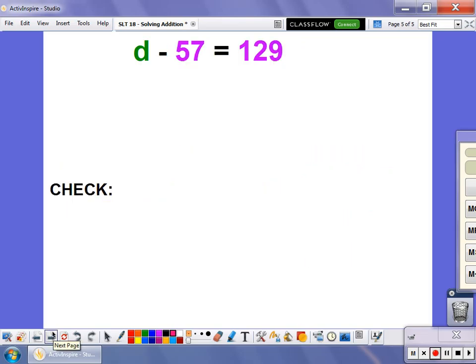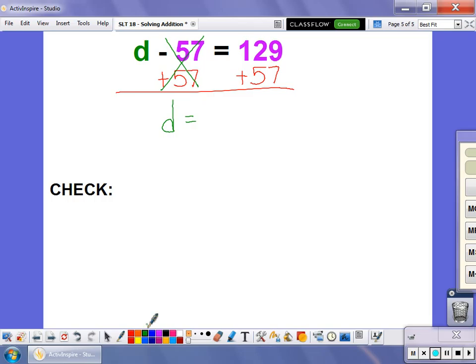D minus 57 equals 129. So again, get the variable by itself, do the opposite. The opposite of minus 57 is plus 57. What I do on one side, I do on the other side. So, negative 57 and positive 57 make a 0. And then I have 129 plus 57.